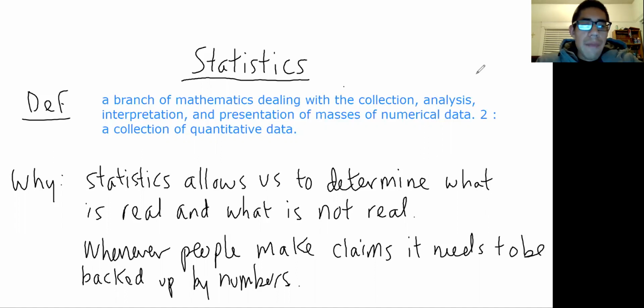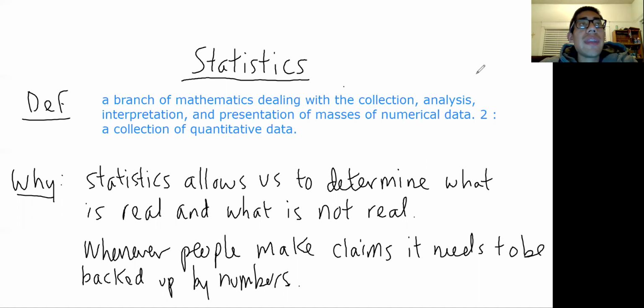So I know in a lot of math classes like algebra, geometry, it seems like some of the stuff you're shown isn't stuff that you'd use in everyday life. But statistics is used all around you, and it's mostly used to make claims. So under the why section, statistics allows us to determine what is real and what is not real. I wanted to put truth there, but honestly, it doesn't matter.